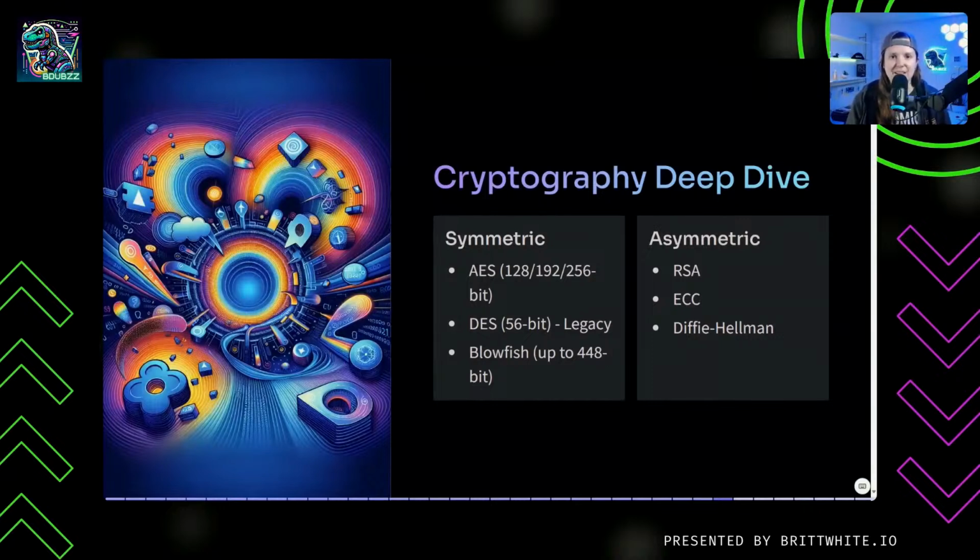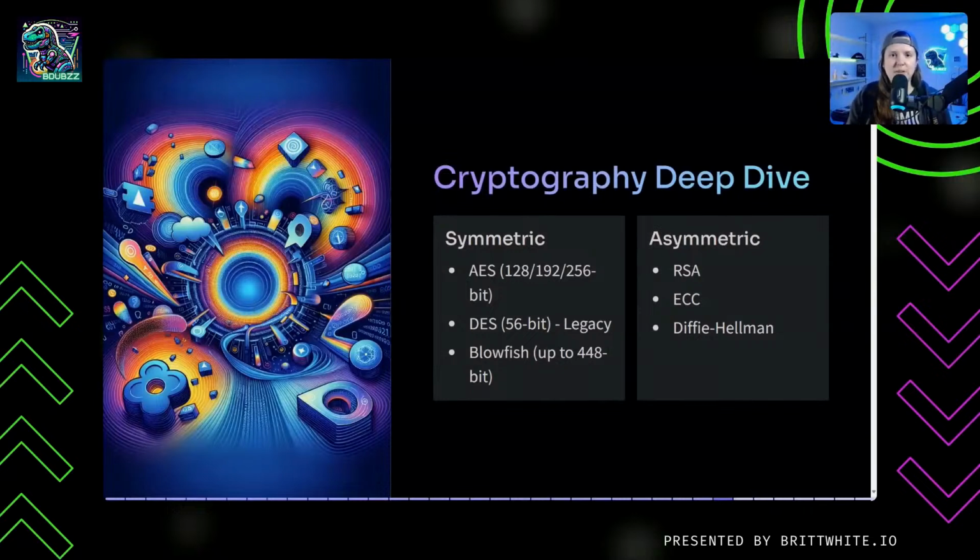RSA is the classic. It uses prime number magic to lock small stuff like keys or sign certificates, but it's slow for big data. ECC, or the elliptic curve cryptography, is newer and slicker. A 256-bit ECC key rivals a 3072-bit RSA one, perfect for phones and low-power gear.